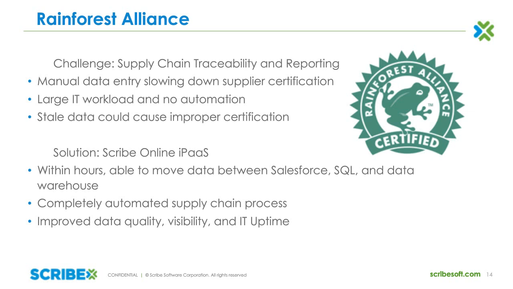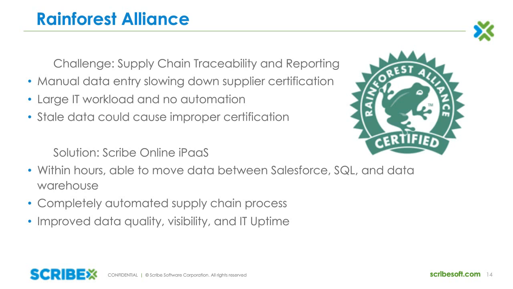So they had a supply chain challenge. They needed to better track these suppliers and the way their resources were sourced. In the past, all the data they were entering was done manually, and it was ultimately slowing down supplier certification. This caused a large IT workload, and they didn't really have any automation, and still data could cause improper certification. So Rainforest Alliance needed a way to automate this data entry process because suppliers weren't getting certified fast enough, and there were some suppliers out there that shouldn't have been certified because the data wasn't where it needed to be.